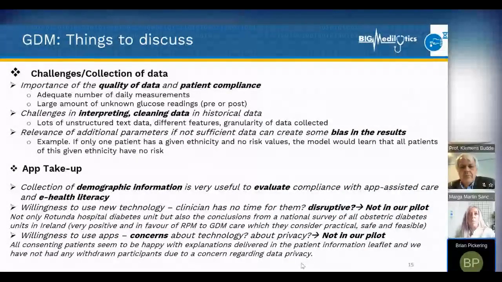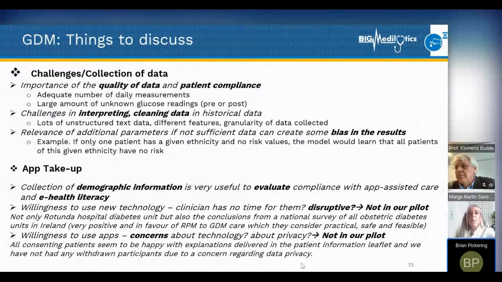And also in the last stage, as mentioned, we were aggregating other parameters in order to make the model more global and that can be easily applied to any other country, as for example, ethnicity. However, this can create some bias in the results. It means, for example, if one patient with a given ethnicity has no risk values, the model will learn that all patients of this given ethnicity have no risk at all, which is not the case.